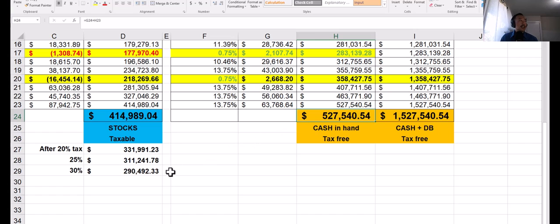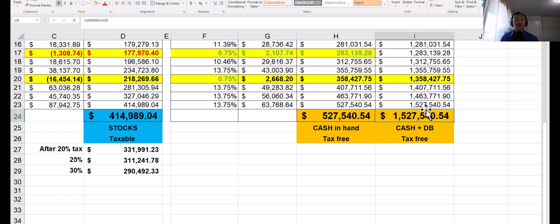So would you rather have 290,000 cash in hand, or would you rather have $527,000 cash in hand? Then once you add the $1 million death benefit, would you rather have 290,000 cash in hand to your family, or 1.5 million cash in hand to your family? Comment below on which you'd rather give to your surviving family.